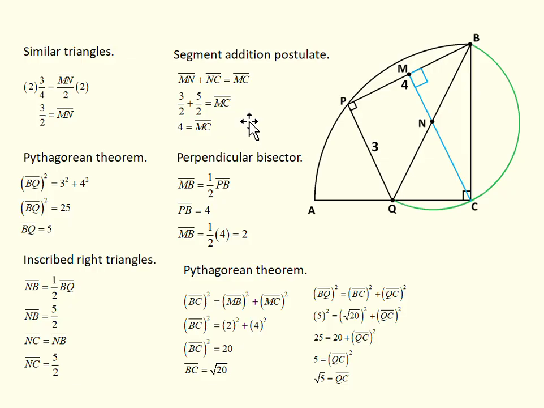So the blue line is 4 units, the blue segment. We use the perpendicular bisector. That bisects PB, and so that gives us a distance of 2 for MB. And then we use the Pythagorean theorem twice, and we discover that QC is square root of 5 and BC is square root of 20. So we have our base and our height of the shaded region.